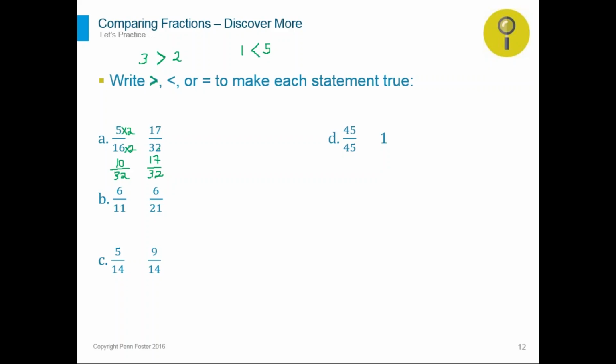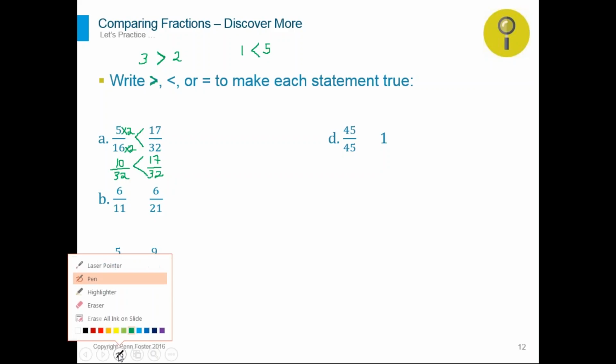Okay, so as far as now, I have 32 and 32. The rule says the larger fraction will have a larger numerator. Then I am going to put that sign here, which will open up towards the larger fraction, and my answer would be this: 5 over 16 is less than 17 over 32.